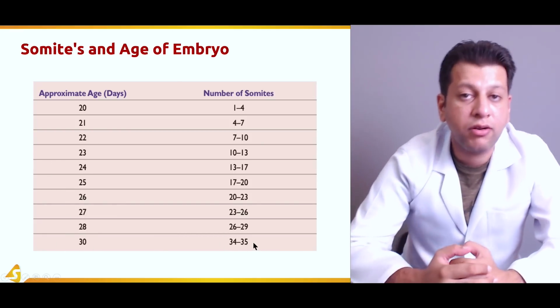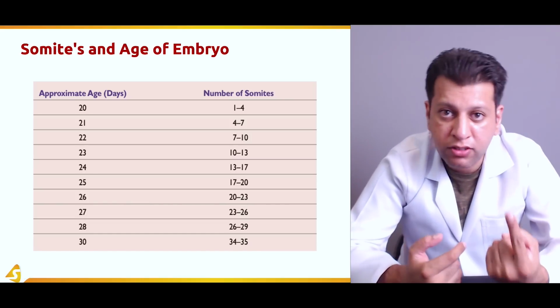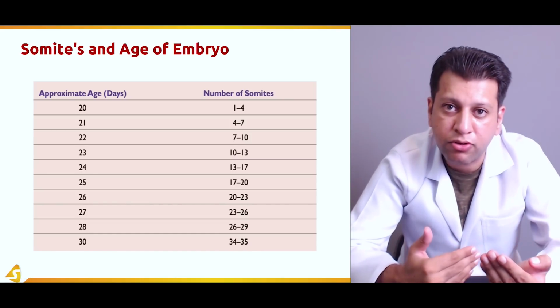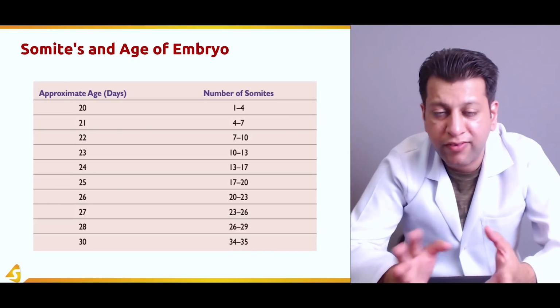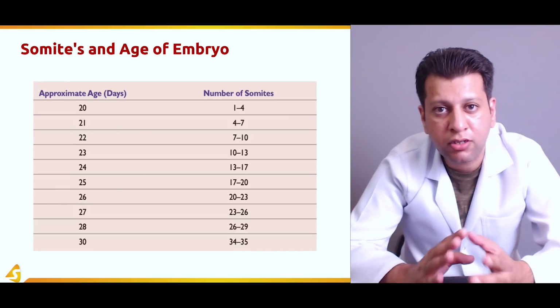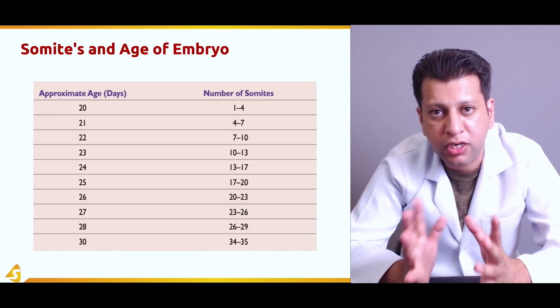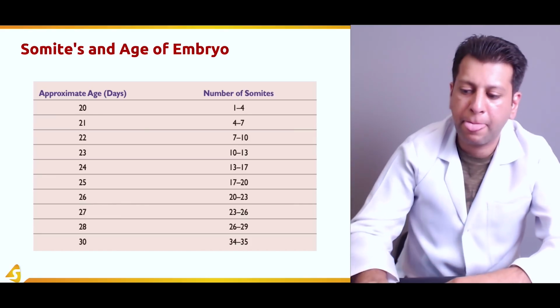But not all 35 remain. As I've already told you, the first occipital and last 5 to 7 coccygeal somites disappear. So almost 7 to 8 somites later on disappear, and at the end almost 30 somites remain.